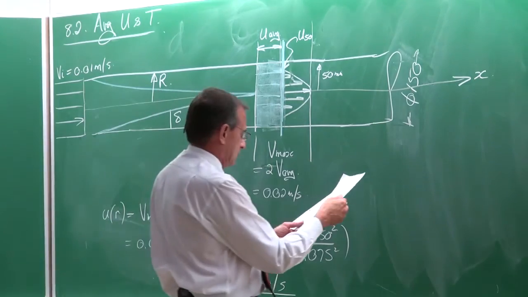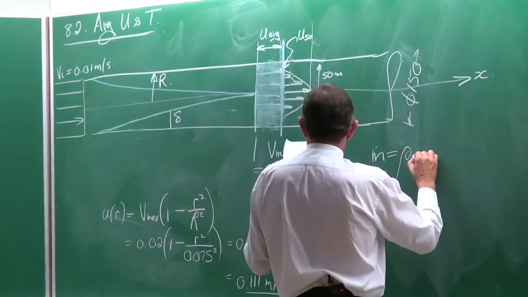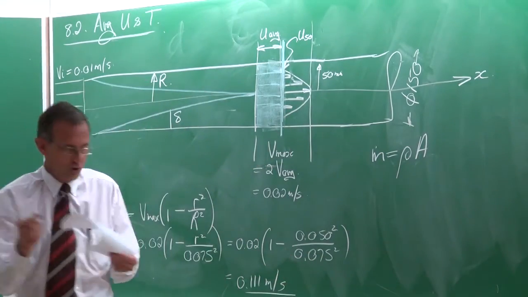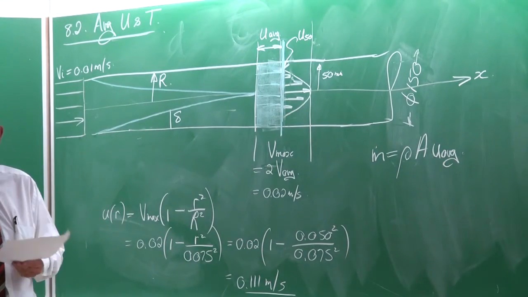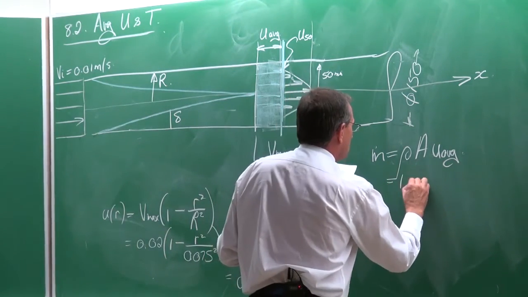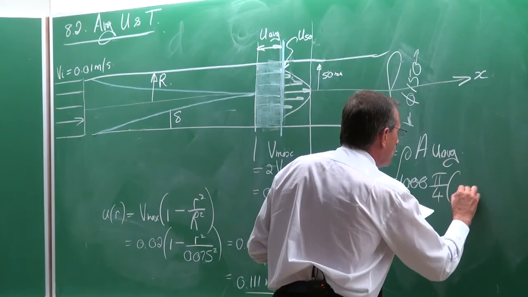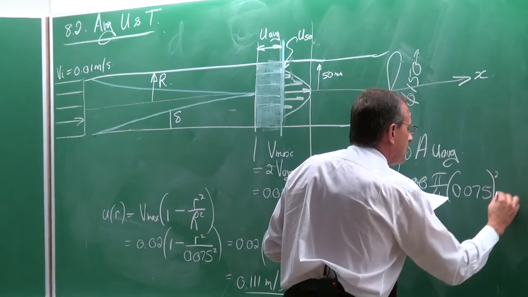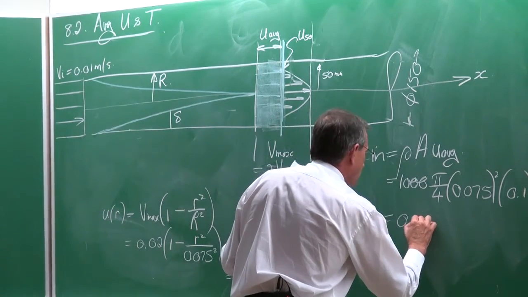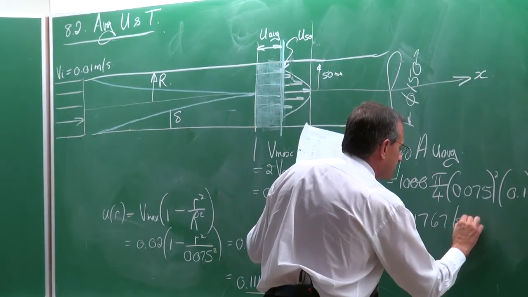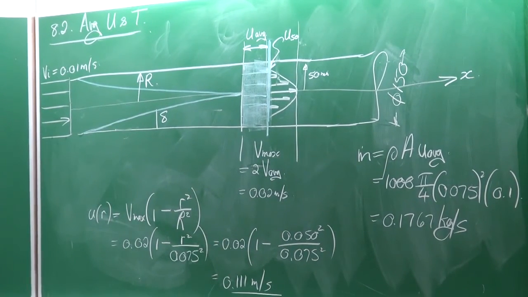Now the other thing that goes with it is, of course, the calculation of the mass flow rate, because the mass flow rate is equal to the density multiplied by the cross-sectional area of the tube multiplied by the average velocity. In this case, let's suppose it is water, then the density would be 1,000. The cross-sectional area would be equal to pi divided by 4 multiplied by 0.075 squared multiplied by the average velocity, which is equal to 0.1, and that would give us a mass flow rate of 0.1767 kilograms per second. All happy with that?